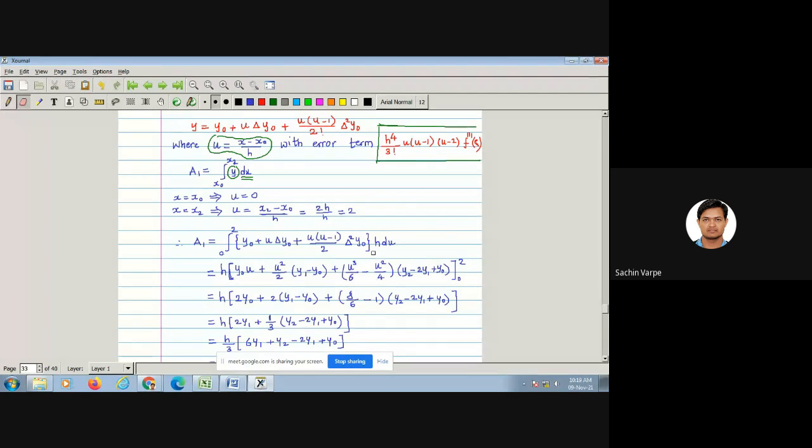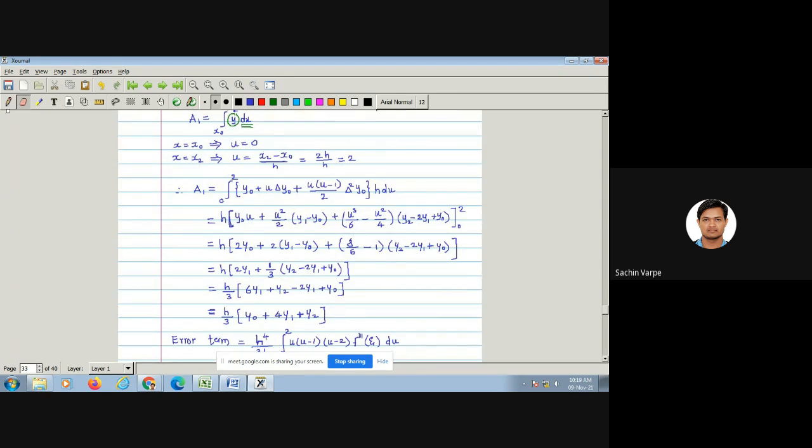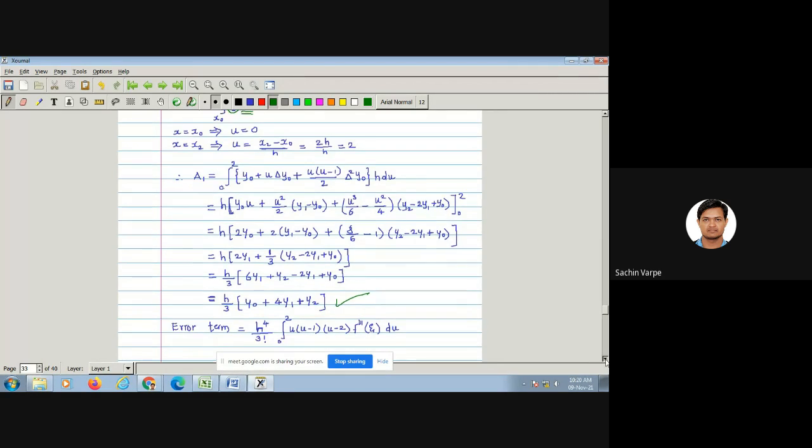Since h is constant, I'm taking it outside the integration, and when we integrate with respect to u with the limits from 0 to 2, and after simplifying, I'll get the expression of the area to be h by 3 into (y naught plus 4 y1 plus y2), by substitution of limits and simplification. You can check.